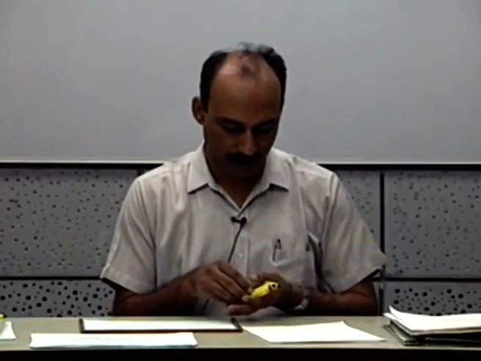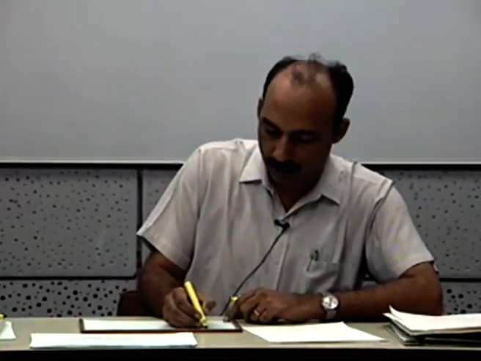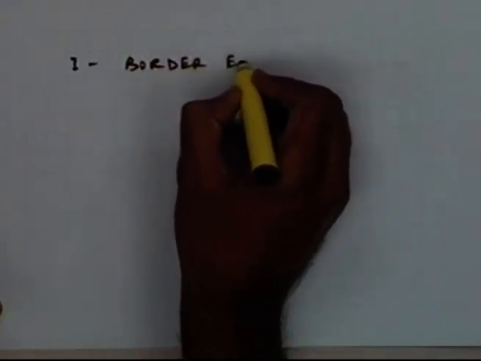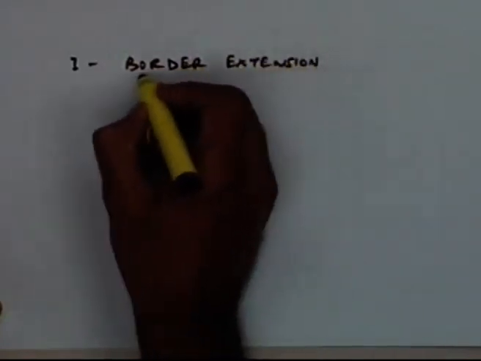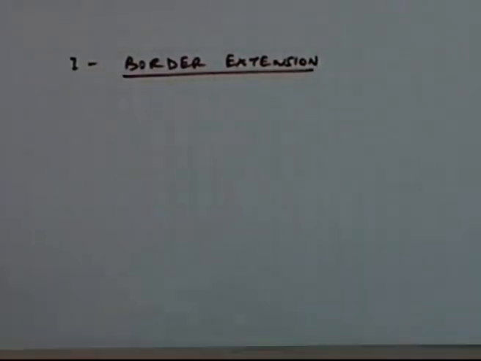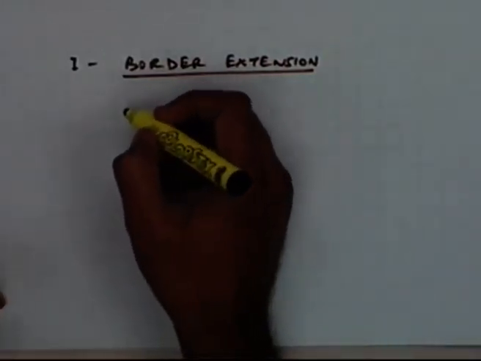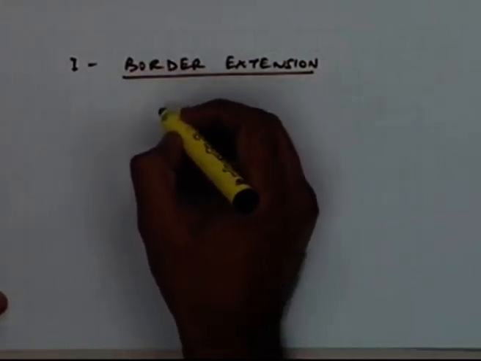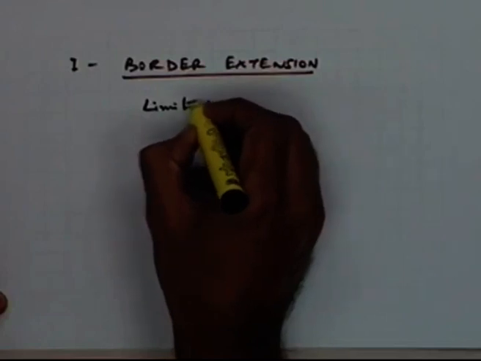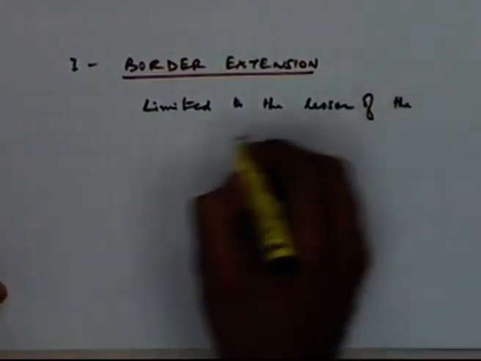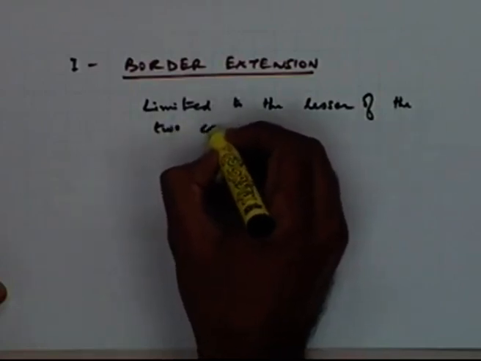Let's look at the first case. In the first case, when you are extending the border, when you think of extending the border, the length up to which the border can be extended is limited to the lesser of the following two conditions.